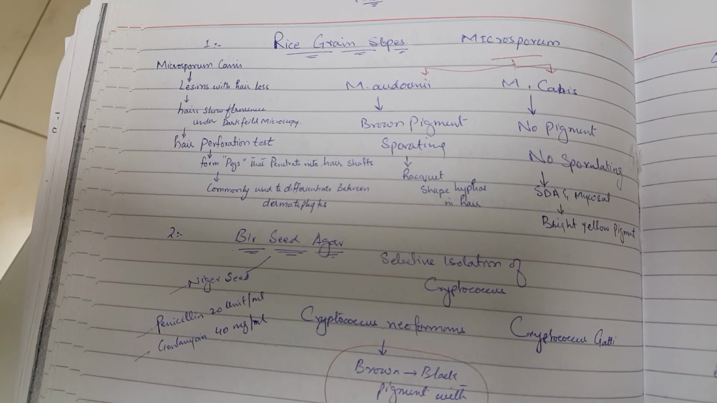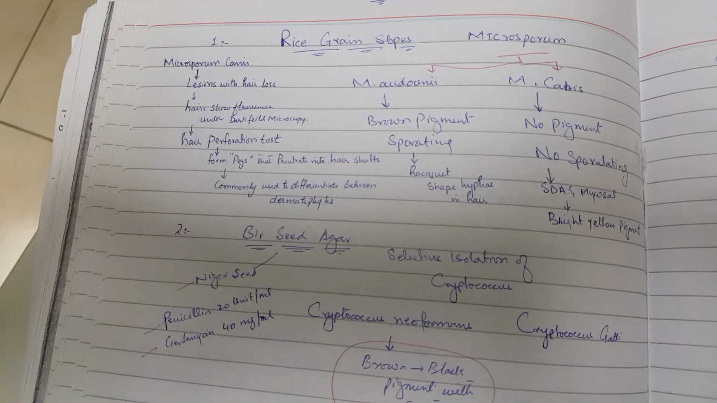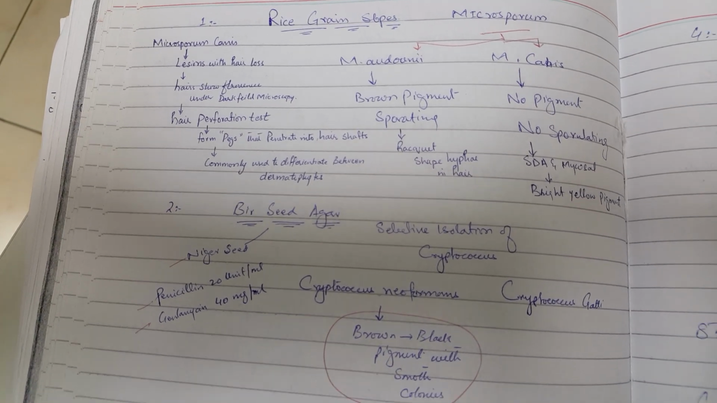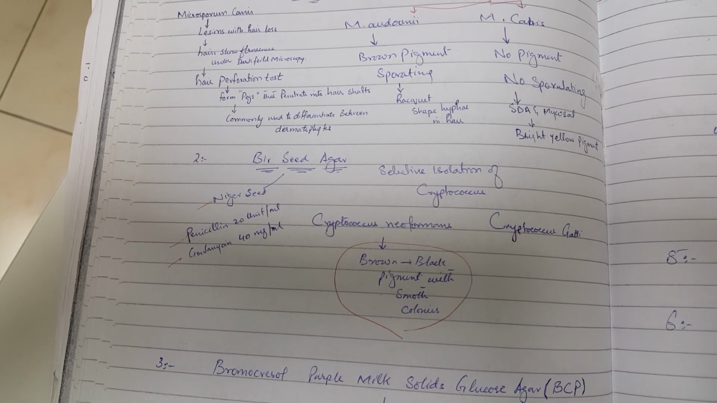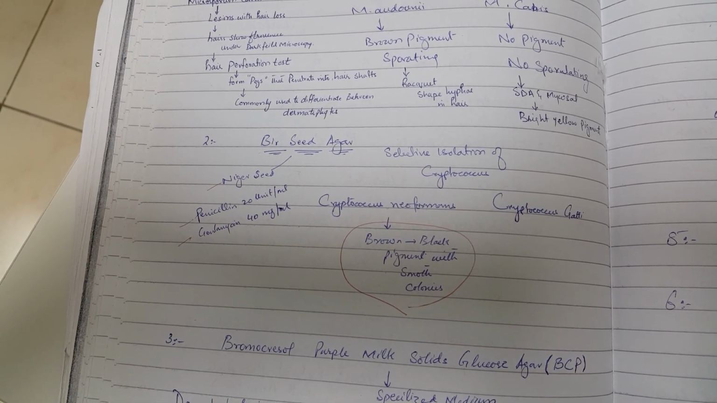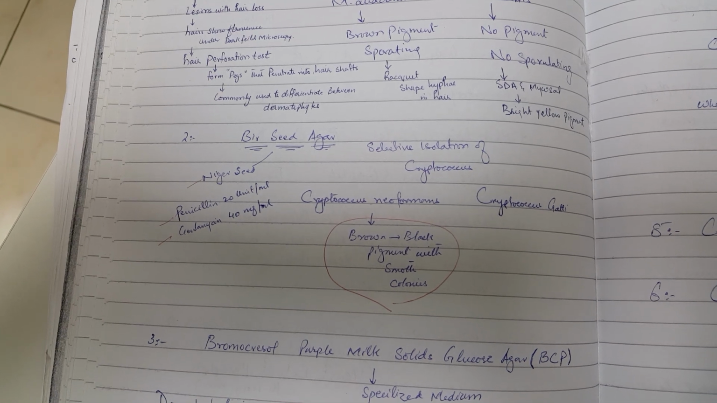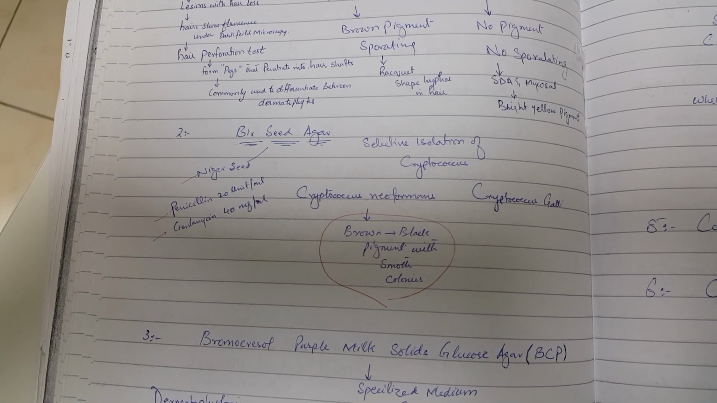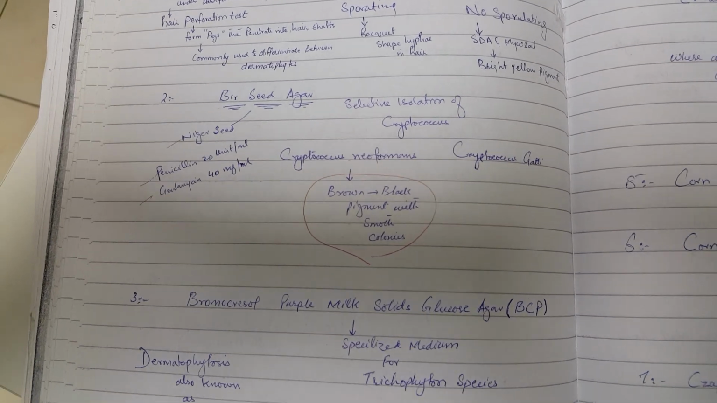The hair perforation test, from the pigs that penetrate into the hair shaft, is commonly used to differentiate between the dermatophytes. Bird seed agar, with niger seed, penicillin 20 units and gentamicin 40 mg per ml, is basically used for the differentiation of Cryptococcus neoformans from Cryptococcus gattii. Cryptococcus neoformans produces brown-black pigment with smooth colonies on this media.